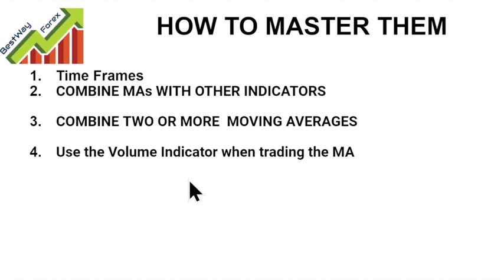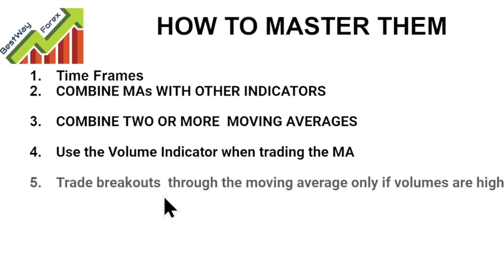If the volume is less than the normal volume, that means the signal that you are having is a fake signal. But if the volume is of normal size, or bigger than its normal size, then you can count that this signal is a good signal, otherwise it's a little risky. Trade breakouts through the moving averages only if the volumes are high. As I mentioned, the volume is very, very important.